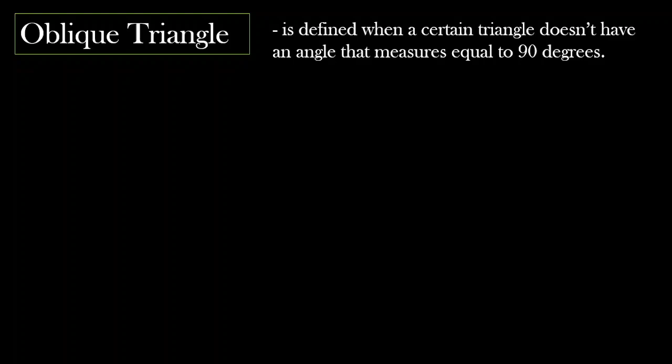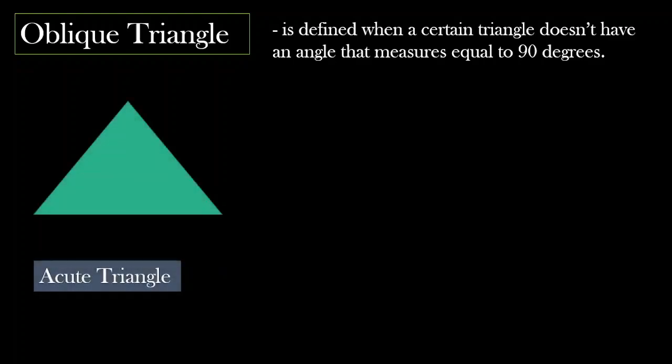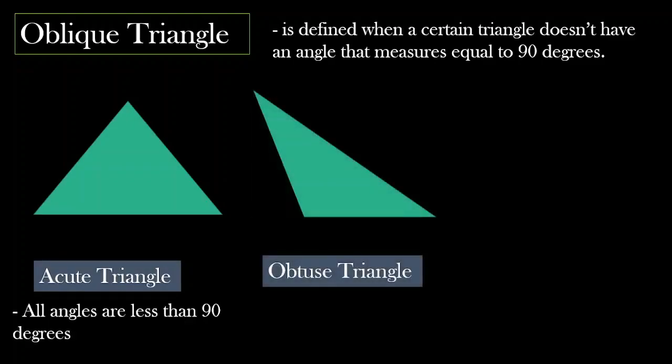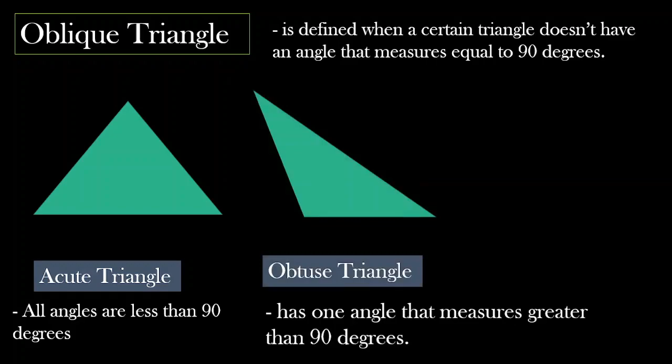We have two types of oblique triangles. One is the acute triangle, where all angles are less than 90 degrees, and the obtuse triangle has one angle that measures greater than 90 degrees. Capital letters represent the vertices of each triangle, and lowercase letters represent its sides. To solve an oblique triangle, we sometimes require breaking it up into right triangles.